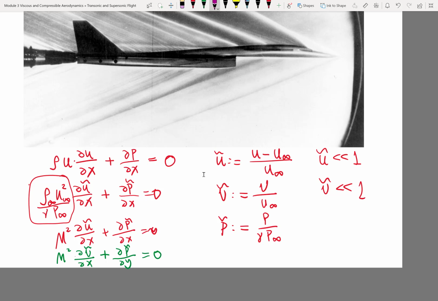And then third equation is conservation of what? Conservation of mass, right? So sorry, what are you laughing at?